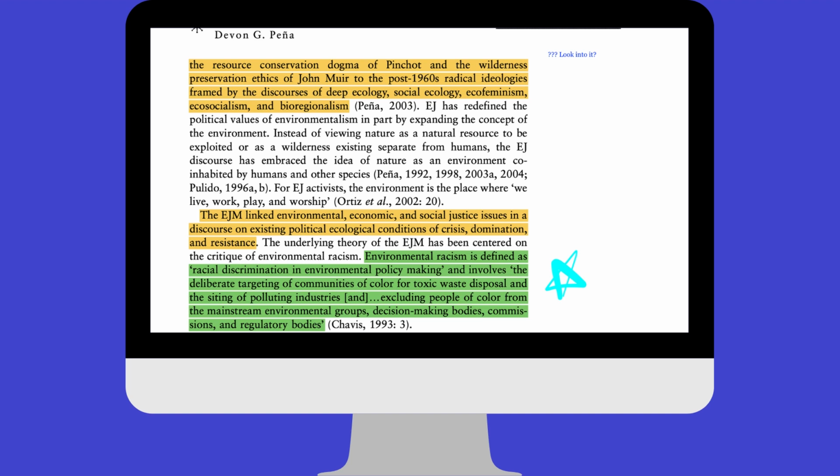The resource conservation dogma of Pinchot and the wilderness preservation ethics of John Muir to the post 1960s radical ideologies framed by the discourses of deep ecological, ecofeminism, ecosocialism, and bioregionalism.